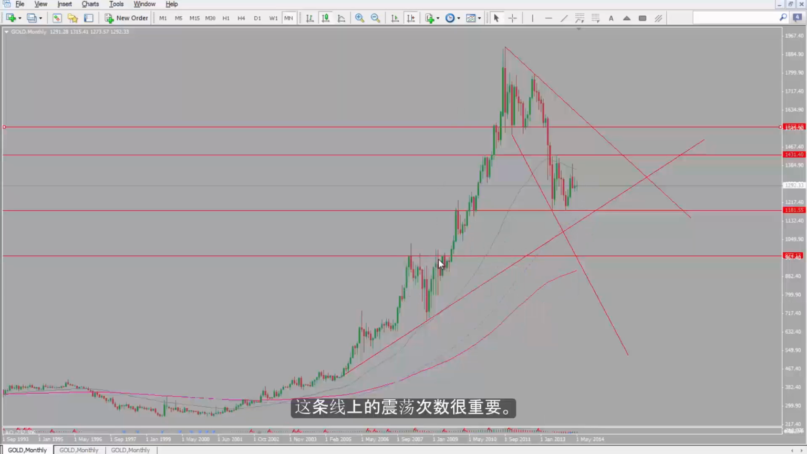The number of oscillations on that level does not matter. Price has hit the level 5 times. Trend reacted to this line 4 times.